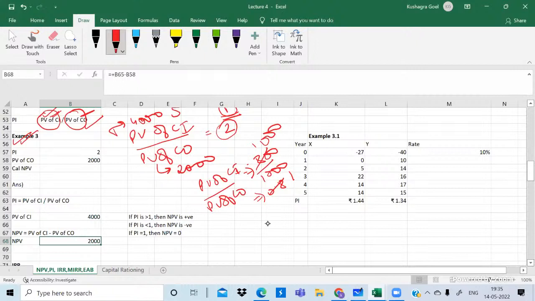Any doubt with this relationship, profitability index and the NPV? Any questions on this? Profitability index, NPV.